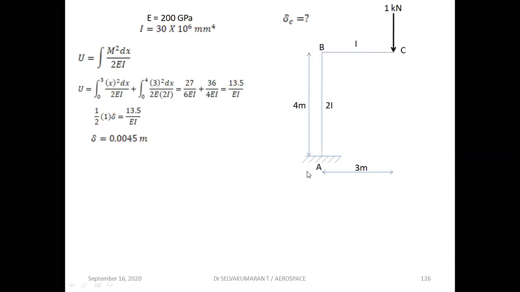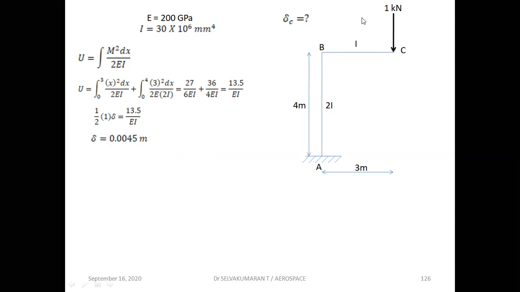And if you go to the next case here, you can see A, B, C, and BC is having I, and AB is having 2I, and we are trying to find out the vertical deflection at C due to 1 kilonewton acting at the tip, or the free end. E modulus is given, and I value is also given, M squared dx divided by 2EI.